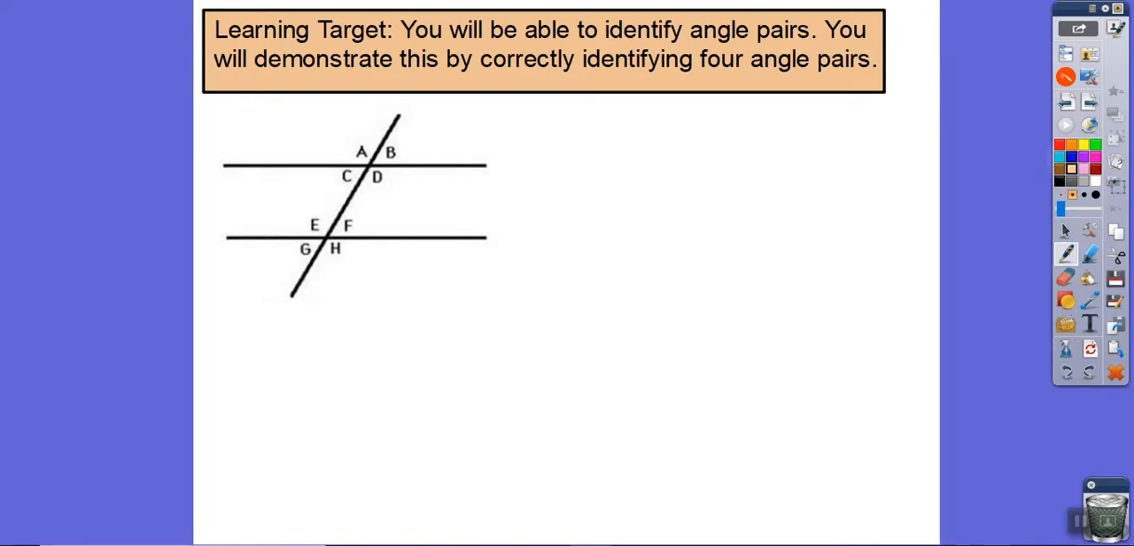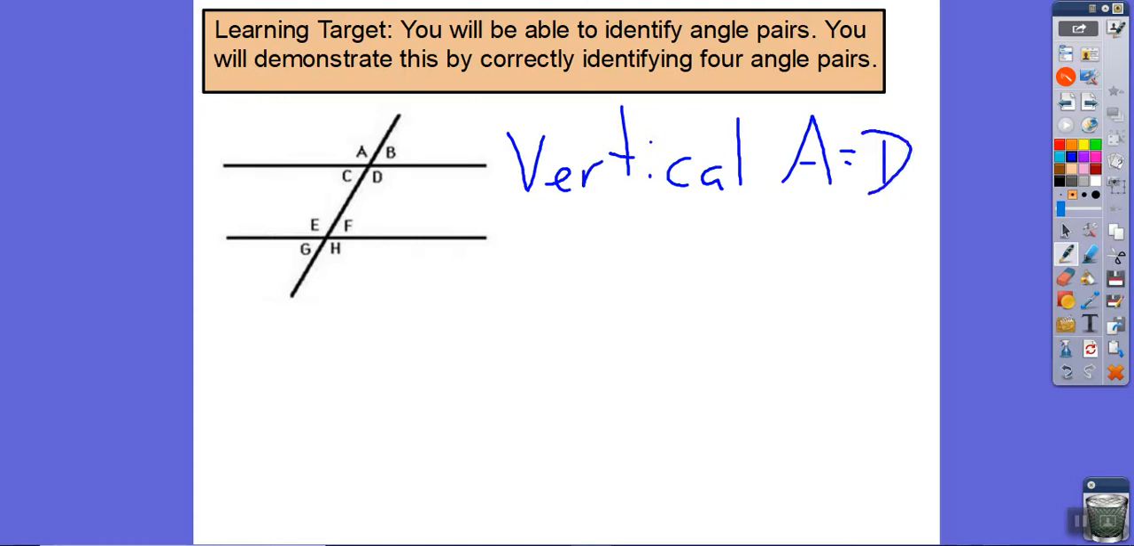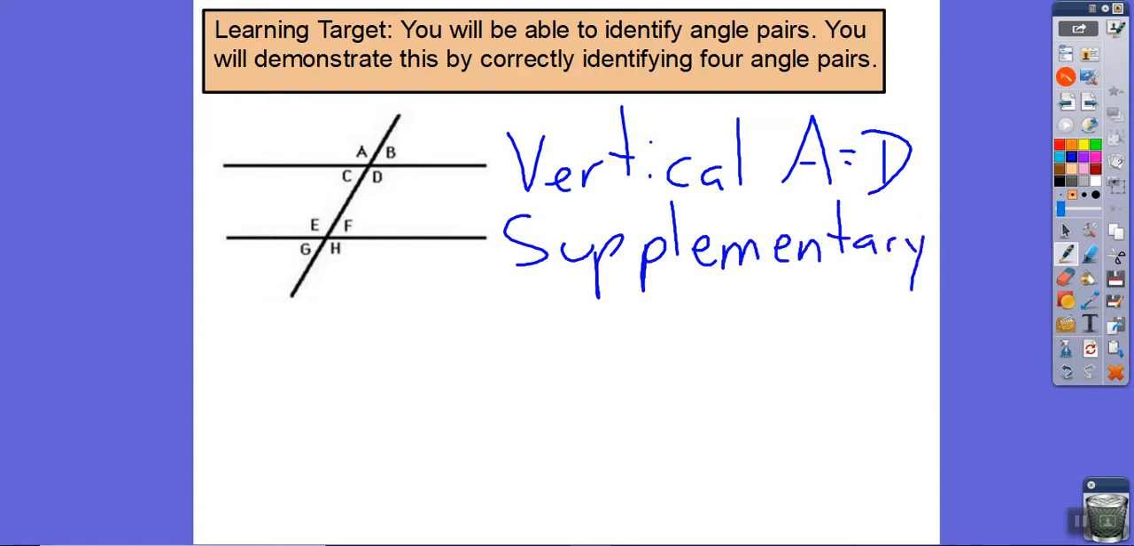So we've got our parallel lines cut by a transversal over here, and the first kind of pair we talked about was vertical. These were ones that were across from each other. So for example, if I say A, what are you going to say that is across from A? D. We talked about supplementary. These are not going to add up to each other, but they are going to be next to each other. So in this case, A and B would add up to 180 degrees.